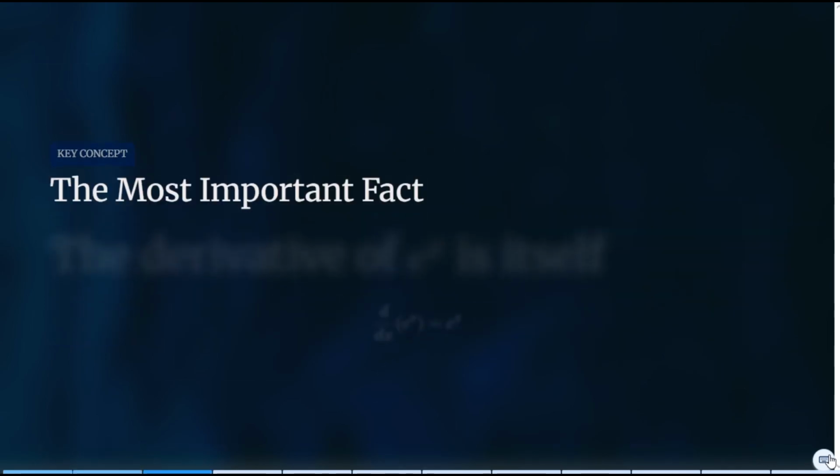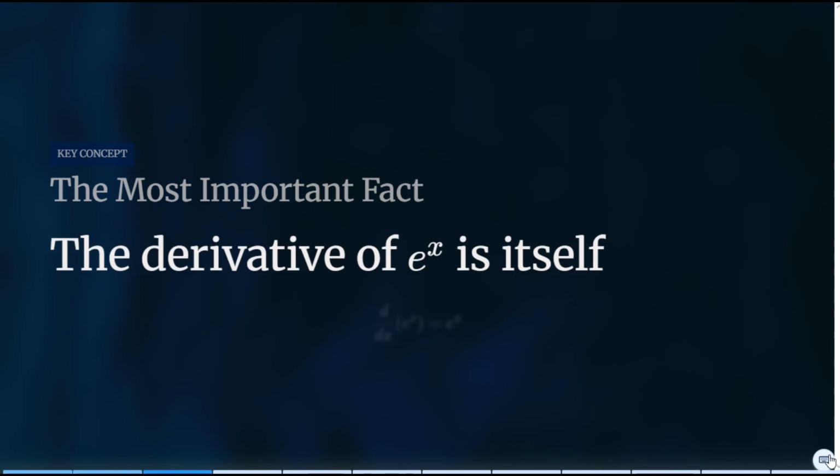Here's the most important fact. The derivative of e to the power x is itself. That is, if we have d/dx of e to the power x, that is the derivative of e to the power x with respect to variable x, that will be equal to e to the power x. This property makes e to the power x unique among all functions. It's the only function that equals its own derivative, which is why e is called the natural base.